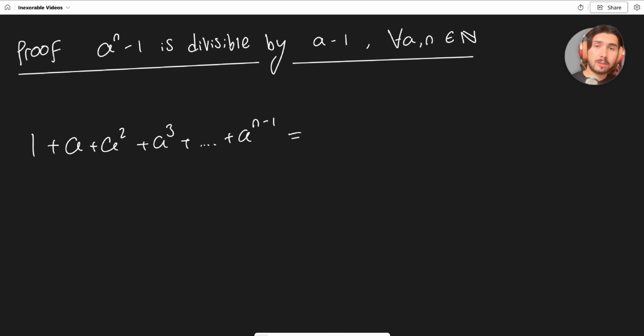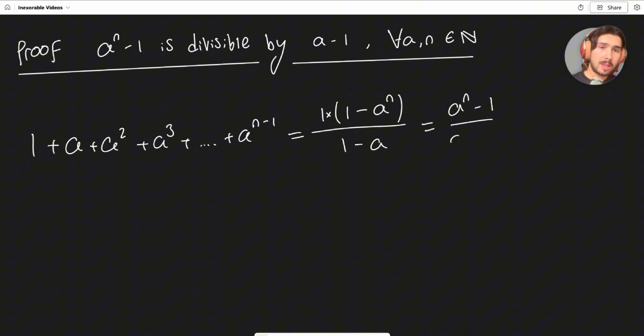Now, this is a standard formula. Most people should know it's going to be the first term, which is the number 1, times 1 minus the common ratio, which is a, to the power of n, divided by 1 minus the common ratio, which in this question is a. Okay, this is how you write it. You could also rewrite it as a to the n minus 1 divided by a minus 1, which is how I'm going to write it.